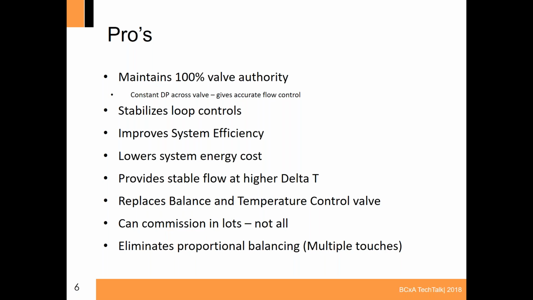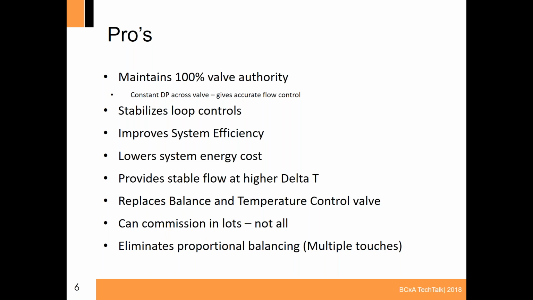All right, so the pros. So with the pressure independent valve, it's going to maintain 100% valve authority, right? That device is providing a constant differential pressure across that valve, whether it's 10% open or 100% open, and that's giving you accurate flow. We talked about how it stabilizes the loop controls, right? It's not looking at two different elements trying to adjust that loop.